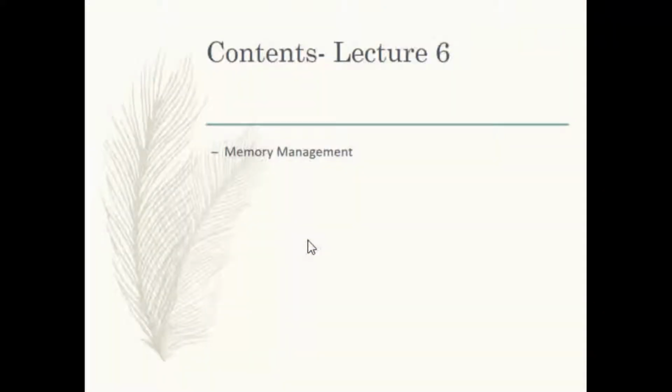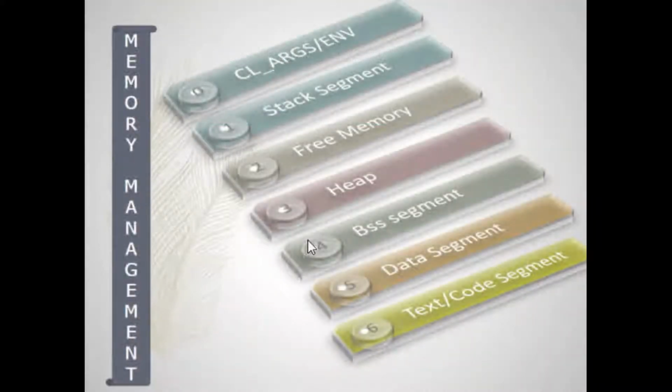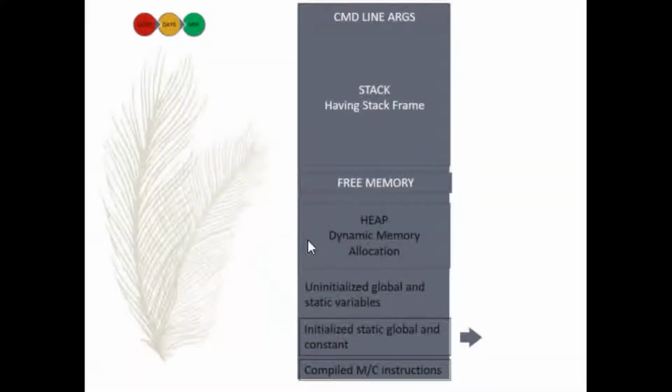So, the topic for today is memory management. When we are running a program, we need to understand in what type of memory and how the memory is being used by the program. So, the memory is divided into 7 parts. Each part has individual requirements and use. These are CLRs, stack segment, free memory heap, BSS segment, data segment, and text or code segment. Let me explain you.